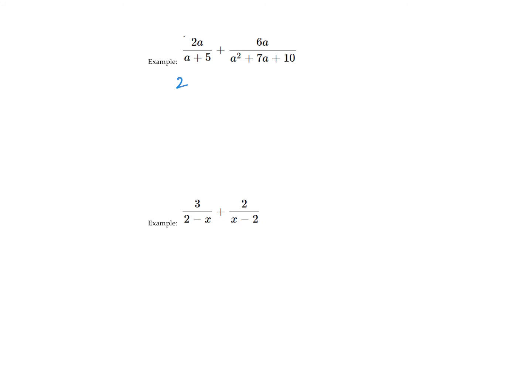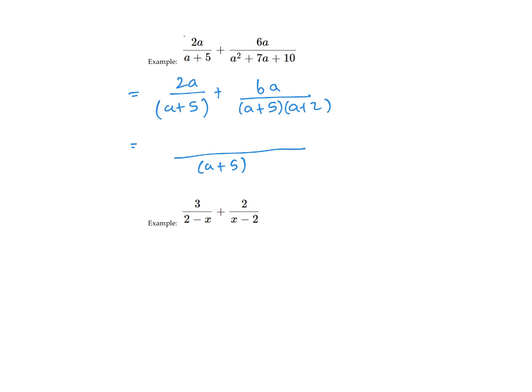Okay, in this example, I need to factor the second term before I find the common denominator. So you always want to factor first, because sometimes that common denominator appears in both. So when I factor a squared plus 7a plus 10, I see that a plus 5 is there, which is the same as the first term, so I don't need it twice. I need an a plus 5 that is contained in both terms, and I need an a plus 2. So this term would have to get multiplied by a plus 2. The second term does not need to be multiplied by anything because it already has that common denominator.